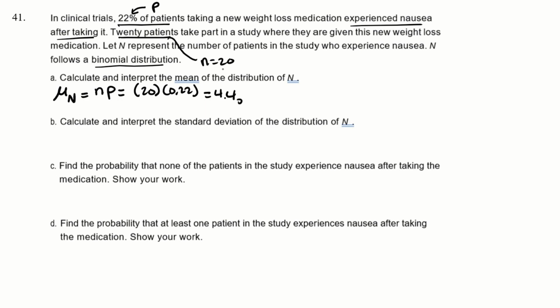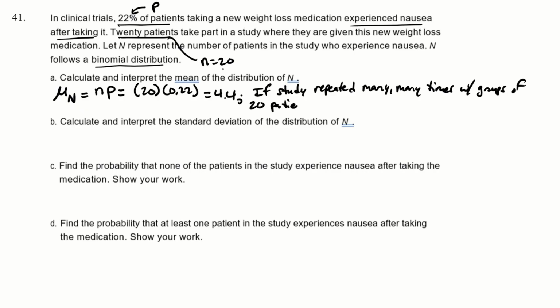So 4.4. This means if the study is repeated many, many times with groups of 20 patients, the average number who experience nausea after the medication is about 4.4 patients.